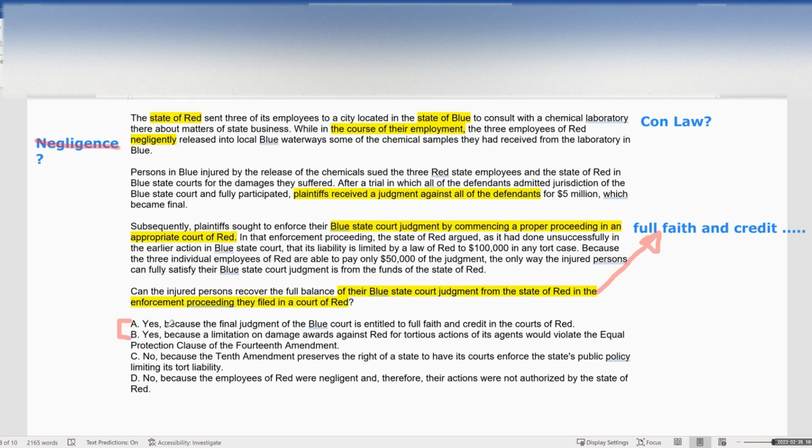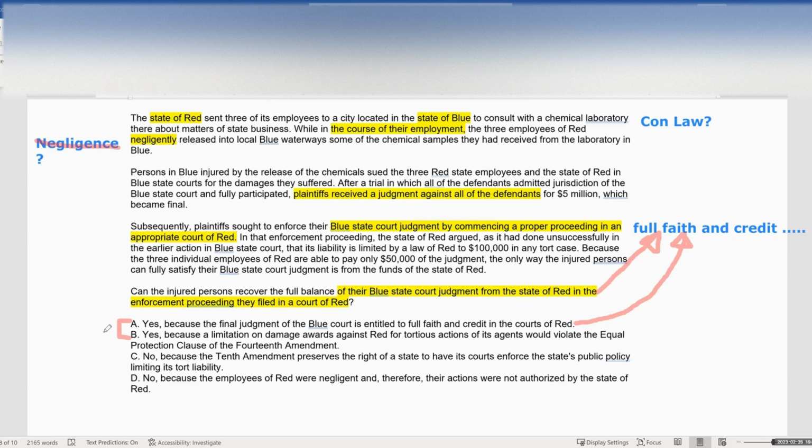You look at the 2 yes answer choices. A says yes, because the final judgment of the blue court is entitled to full faith and credit in the courts of red. That really matches up, and that looks like a really good answer choice. But go through the other answer choices to confirm that there are no other good answer choices.